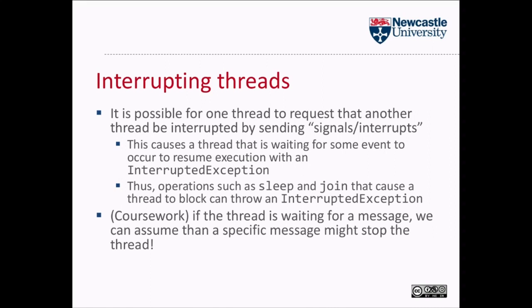And that is related to the coursework, but it's not mandatory. If the thread is waiting for a message, we can assume that a specific message might stop the thread. So how do I avoid that? The question is open to you. Even in the coursework, you just have to have a look at the code base, wherever there is a part where I'm waiting for a message or an event to happen, and see how that might be implemented.